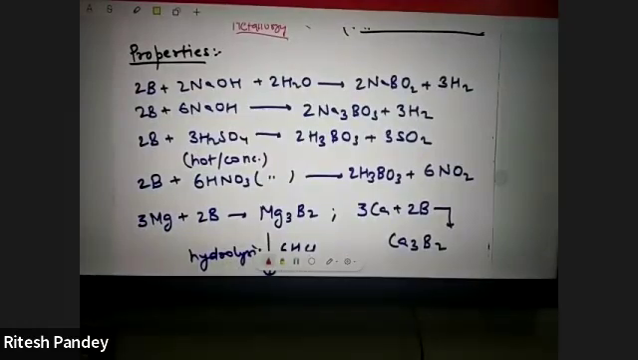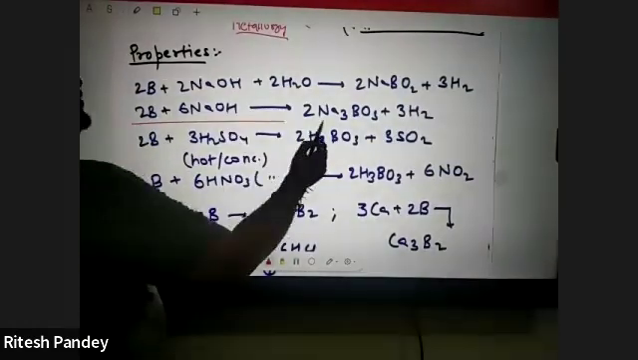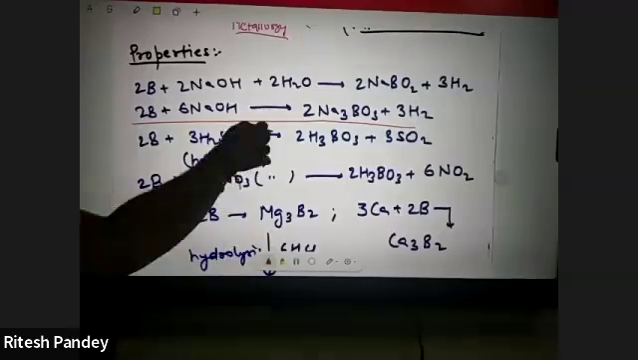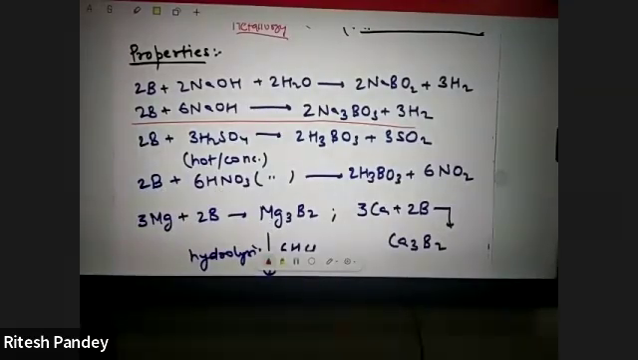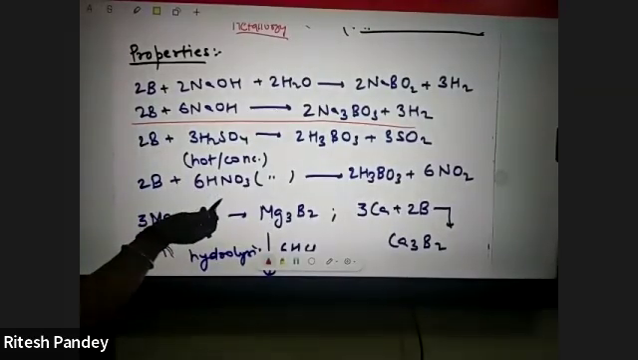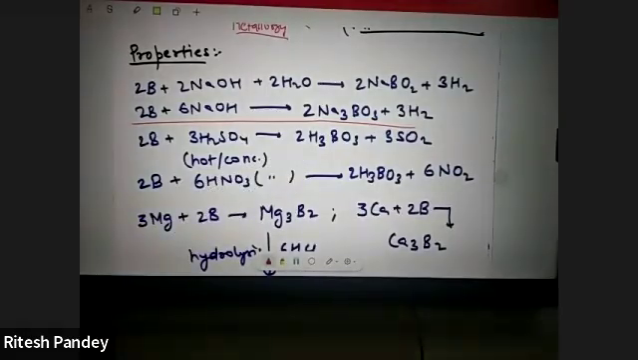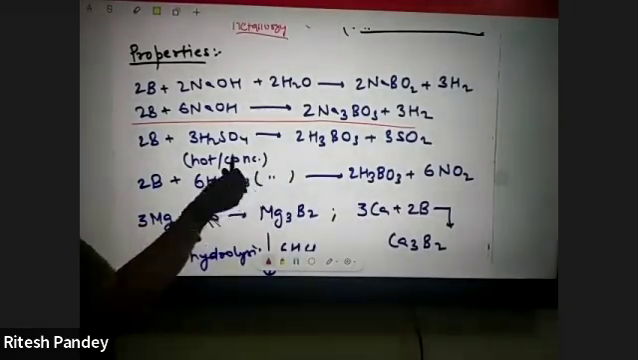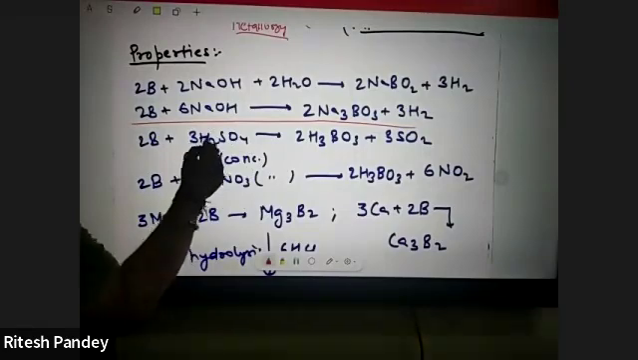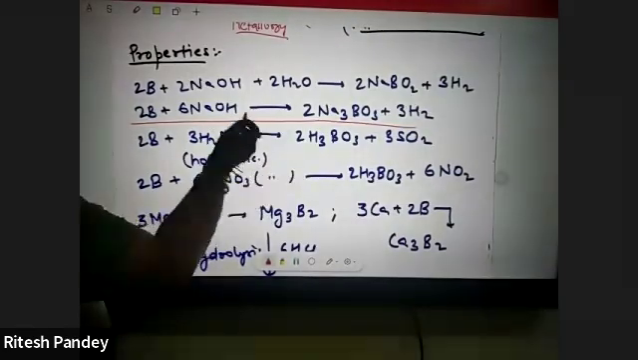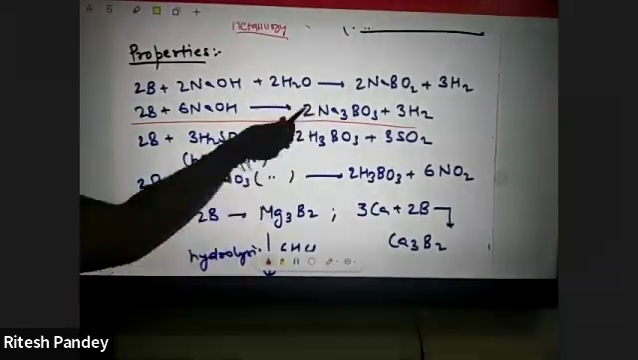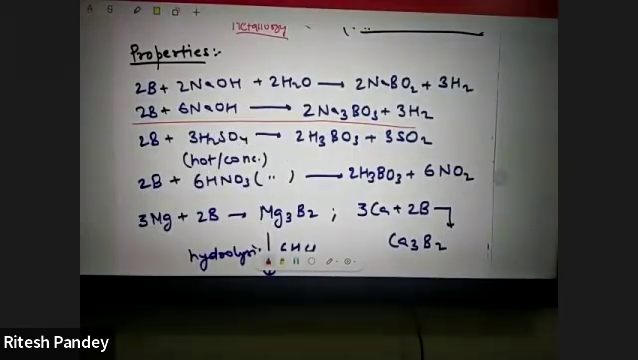Properties: boron reacts with NaOH. These are more popular reactions. So it becomes sodium borate. With sulfuric acid, nitric acid at high temperature, it gives you boric acid. So this is again understandable. It's like getting oxidized to boric acid. With NaOH, sodium borate is the corresponding salt.